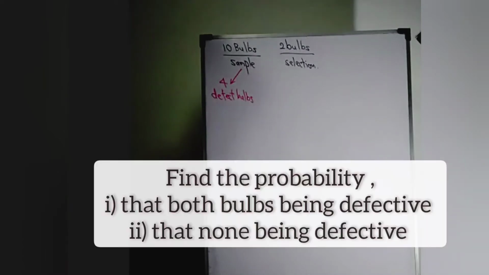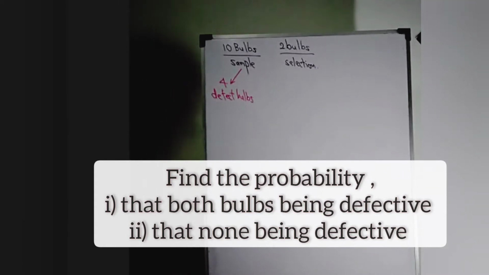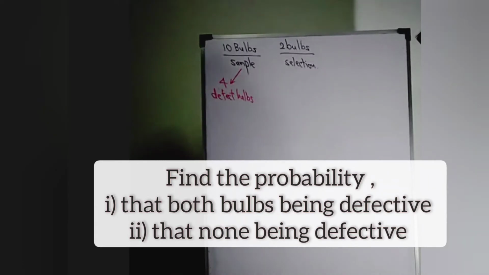Okay, question, Roman number 1, find the probability both bulbs being defective. Second one, find the probability none being defective.